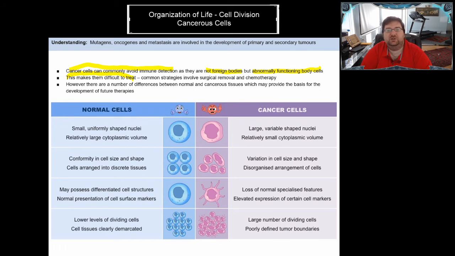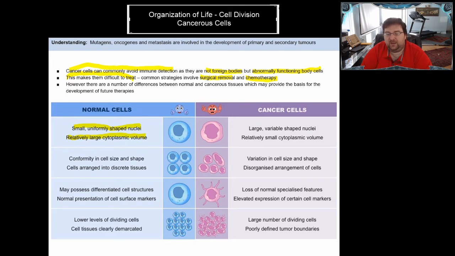Some of the strategies to remove tumors especially are removing them surgically, and sometimes we'll go through chemotherapy or radiation therapy. Let's look at the differences between normal and cancerous cells now. If we look at this normal cell here, it's small, it's uniformly shaped, and its nucleus is also uniformly shaped. And if we look at the difference in size between the nucleus and the whole cell, there appears to be a pretty large cytoplasm here.